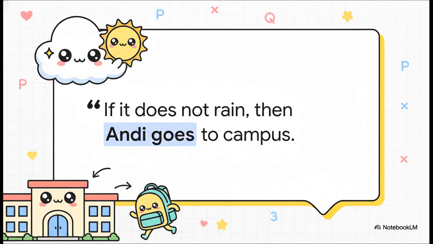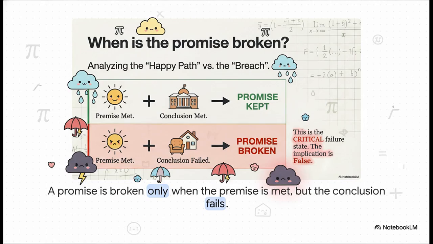Okay, so in this case, our premise, our P, is it does not rain. And the conclusion, Q, is Andy goes to campus. Now, think about this. How can Andy break this promise? Well, if it doesn't rain and she goes to campus, she kept her word. Great. But there is only one specific way for her to break it. If the premise happens, meaning it does not rain, but the conclusion fails, she decides to stay home anyway, then and only then is the promise broken. This is the single critical failure state that makes the whole statement false.